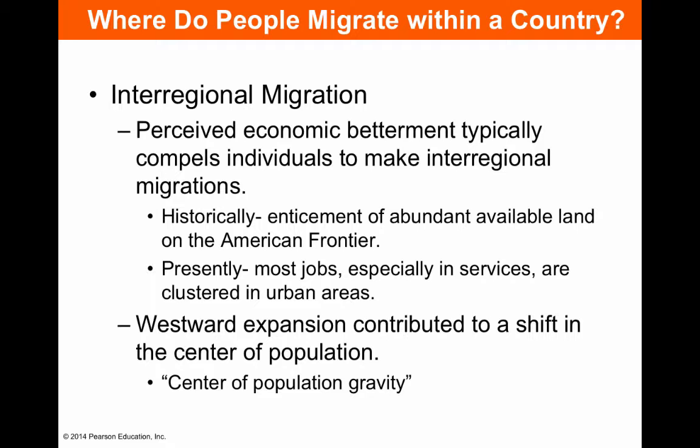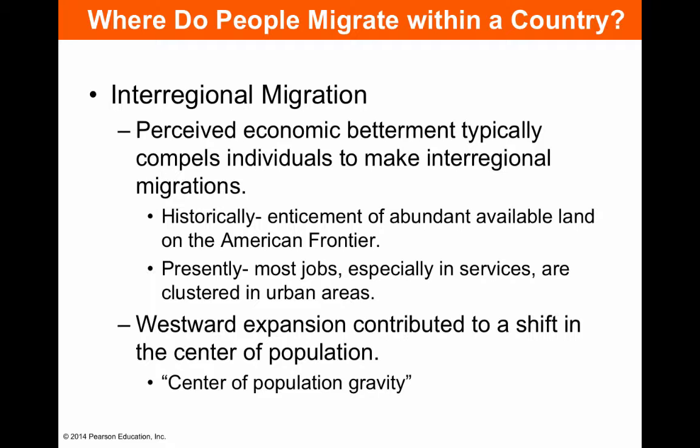Okay, so we're going to start by talking about interregional migration. So people moving from one region of a country to another, and in the past, people were moving for better farmland. So this is a perceived idea that there are better economic situations if people are moving to a different region. So this used to be looking for more abundant land on the American frontier. Now people are more often looking for jobs in different service areas, especially clustering in urban areas.